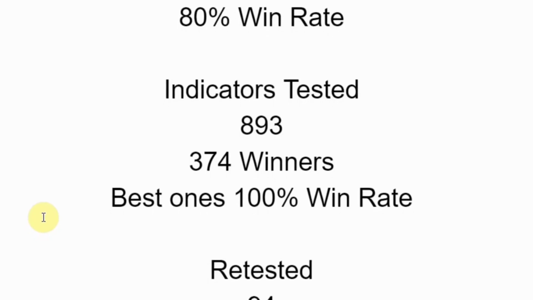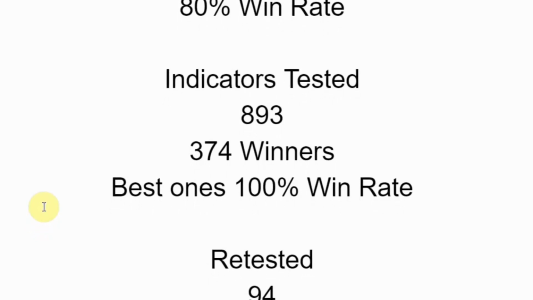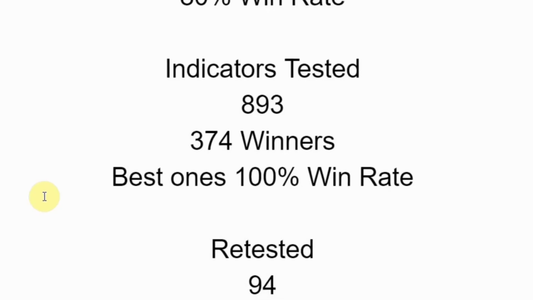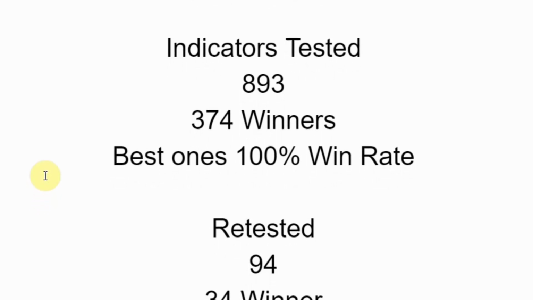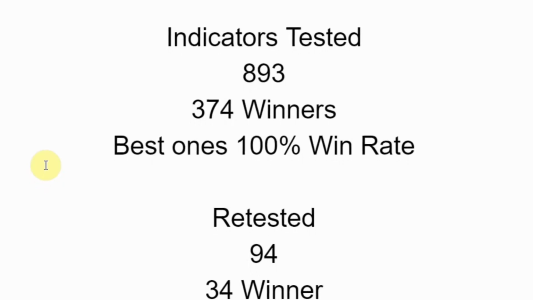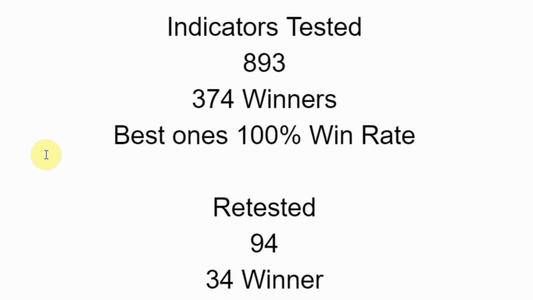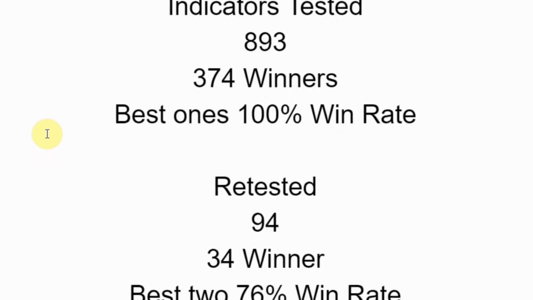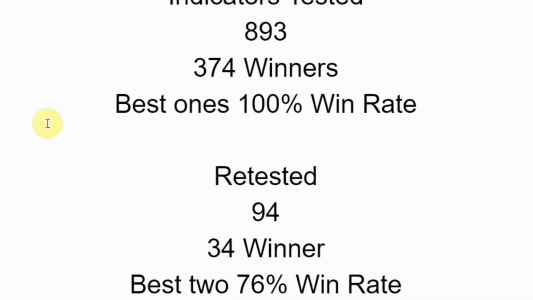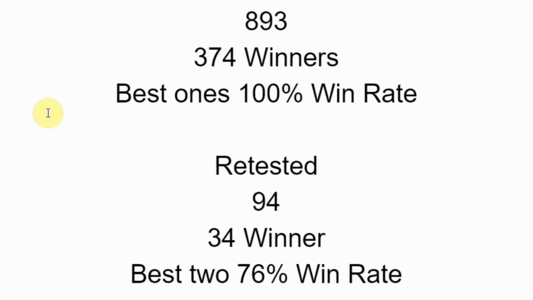Now you need to go back and watch those videos to understand the context of how they were able to achieve that. So go back and watch those videos and see what you can get out of those winning indicators. We've also retested in the advanced testing 94 of the winning indicators. 34 of them have been able to maintain the winning status, the best at a 76% win rate.